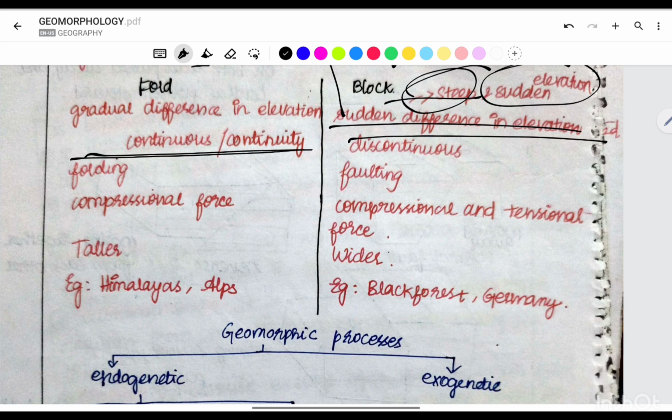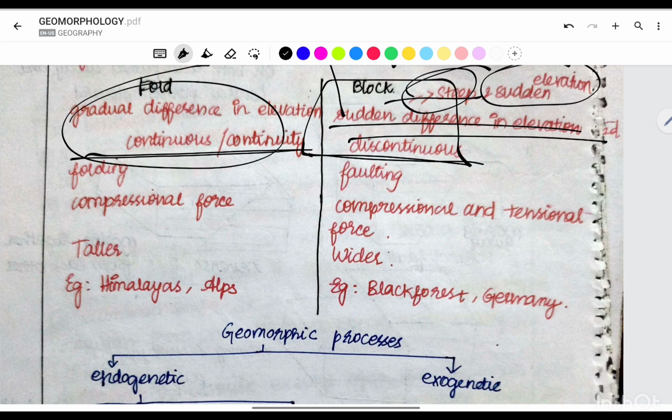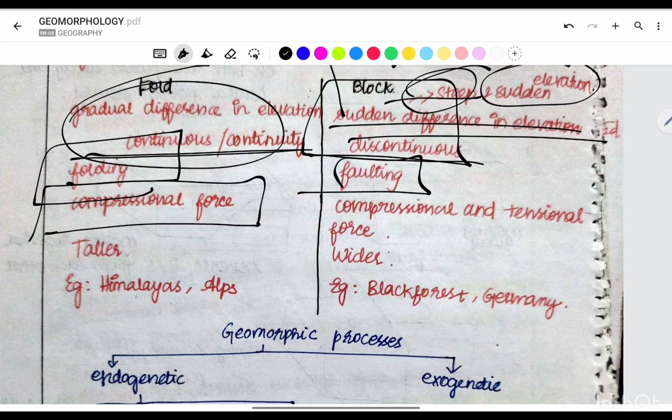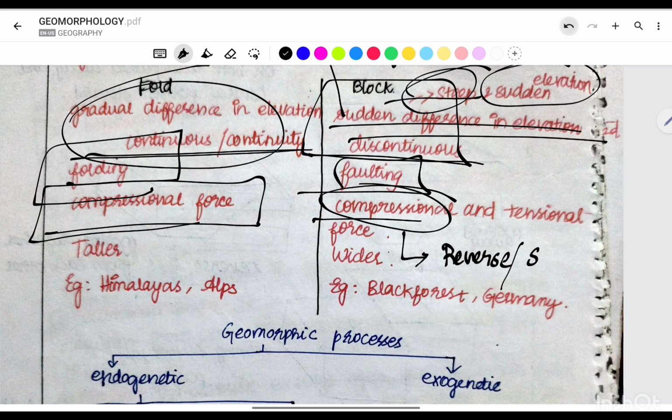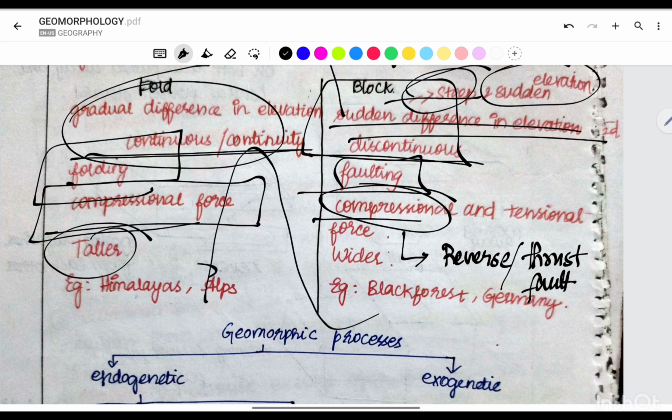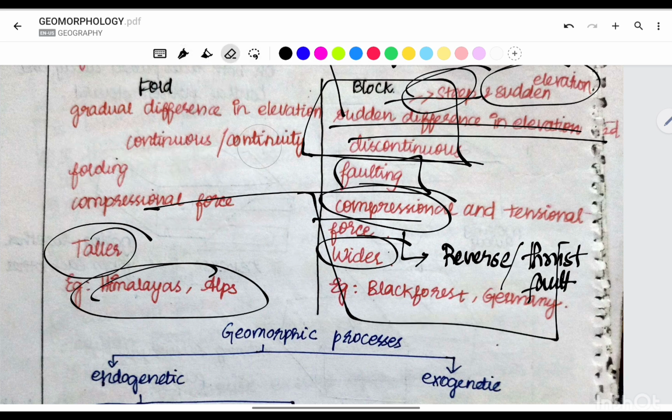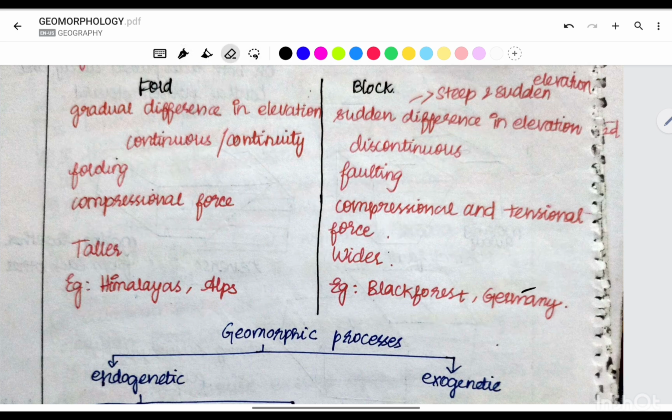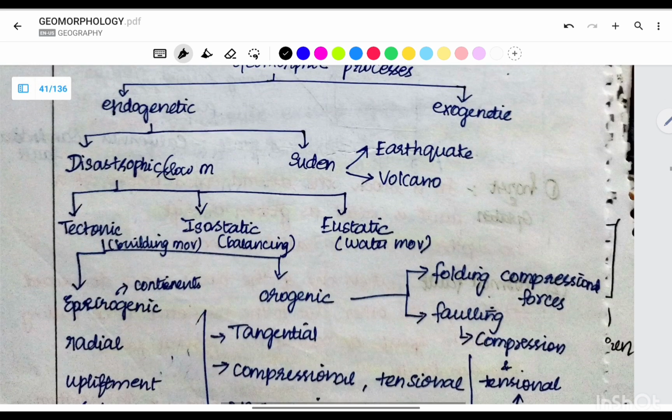It is continuous in case of the fold and discontinuous in case of the block. It is folding and faulting. Compressional forces act in the fold. You have compressional forces also in the reverse fault, or thrust fault. It is very tall and wide. An example is the Himalayas and Alps, and an example of a block mountain is the Black Forest in Germany.